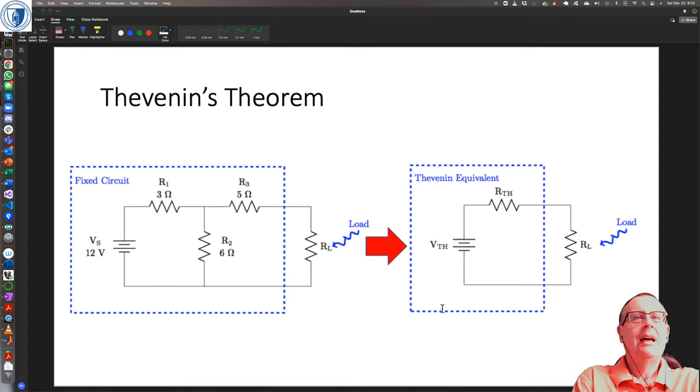What Thevenin's theorem says is, regardless of what the rest of the circuit is doing, from the perspective of the load, you can replace everything with a single voltage source and a single resistance. And the voltage source and the resistance are called the Thevenin equivalent circuit of the original. Okay? And you get a voltage, which is called the Thevenin voltage, and you get a resistance, which is called the Thevenin resistance.